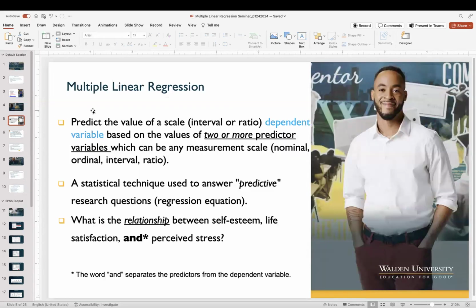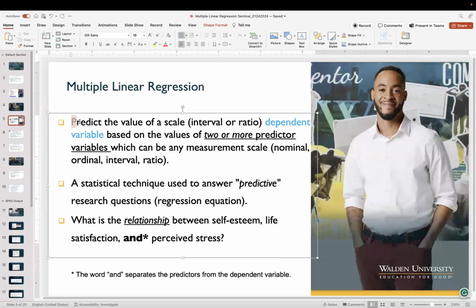Now, when we are conducting multiple linear regression, what we're trying to do is predict something. Keep the word in mind, predict. Because not all statistical tests are designed and developed to predict things, okay? You're trying to predict the value of a variable, and that variable is called the dependent variable.